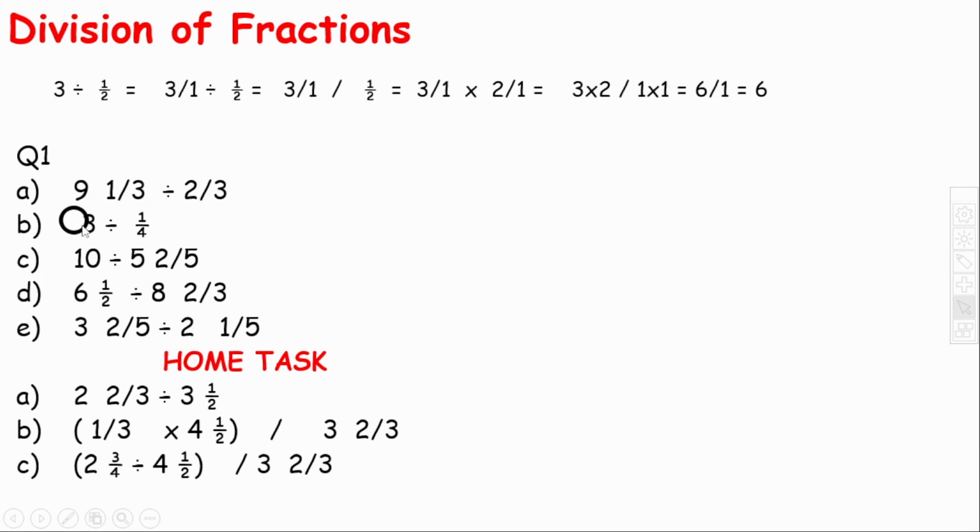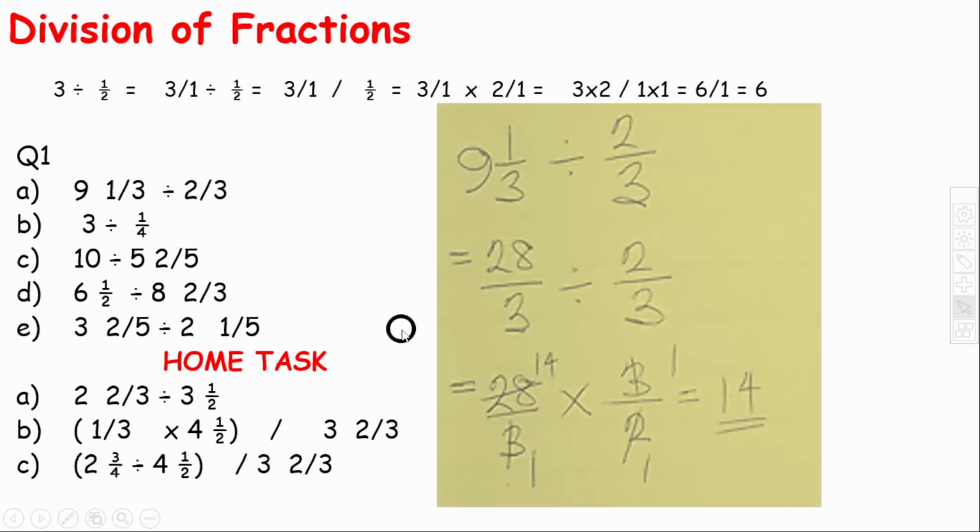Now the very first question is 9 1 all over 3 divided by 2 all over 3. When we have something like this, it is very important that we convert the mixed number into an improper fraction. How do we do this? 3 times 9 is 27, plus 1, 28. 28 all over this 3 right under. So it becomes 28 all over 3, divided by 2 all over 3.